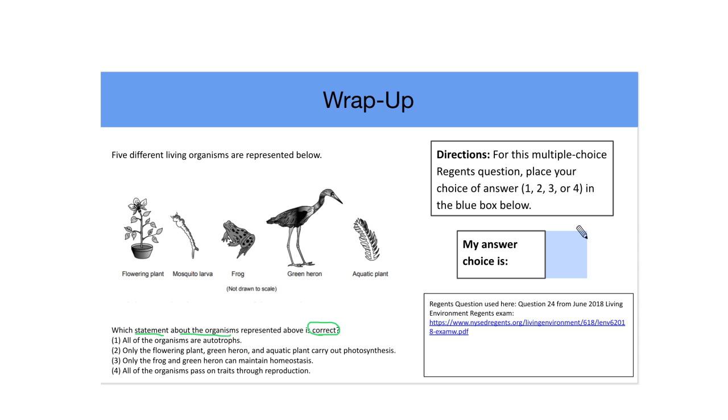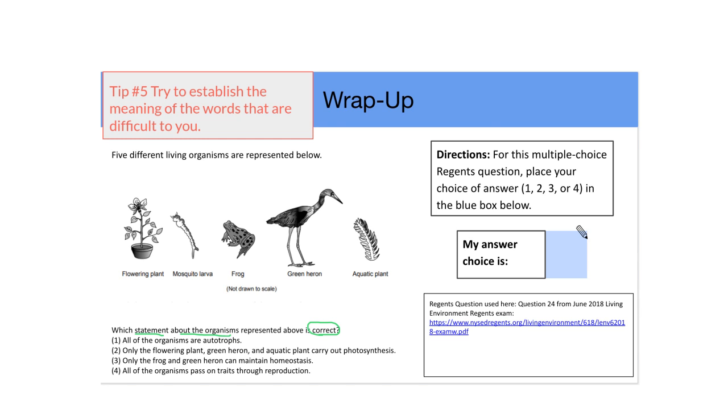All of the organisms are autotrophs. What does the word autotroph mean? And this will be our tip number 5: try to define and find the meaning for the words that are difficult for you. A way of doing this is splitting up the word. For instance, the word auto means self, and the word troph means food. An autotroph is an organism that is able to produce its own food. Obviously, not all the organisms in here are autotrophs, so A is not the right answer.